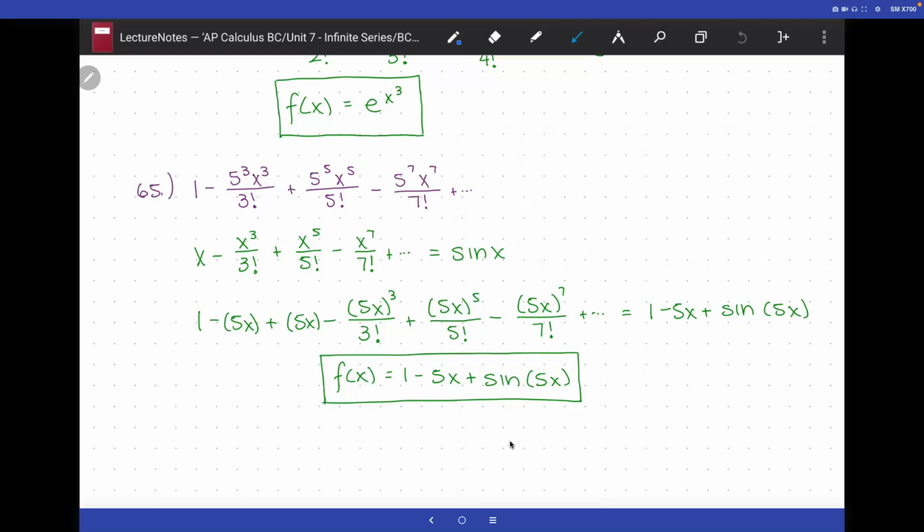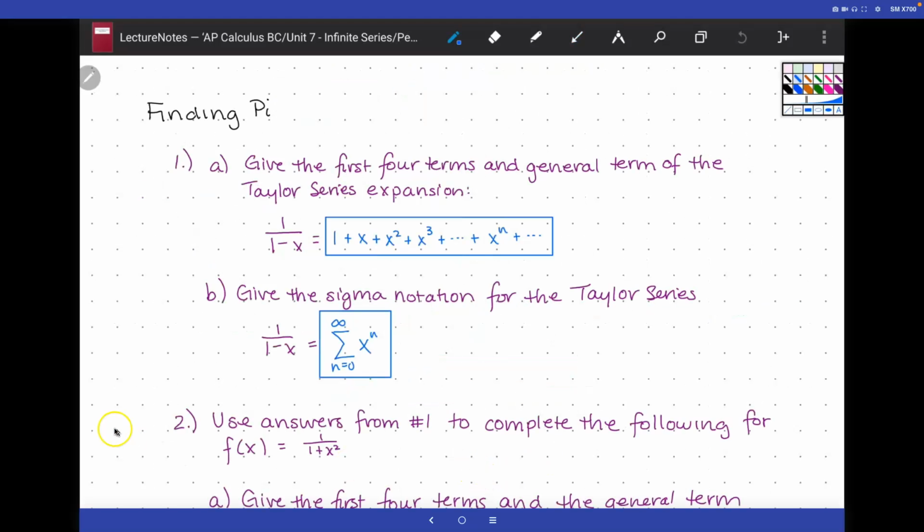And I shall pause the video. If you're watching this video, you can go to Canvas and get a copy of the Finding Pi worksheet. Try working through it, but I'll have the solutions posted in Canvas too.